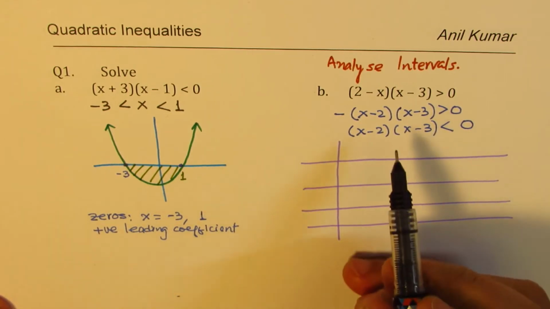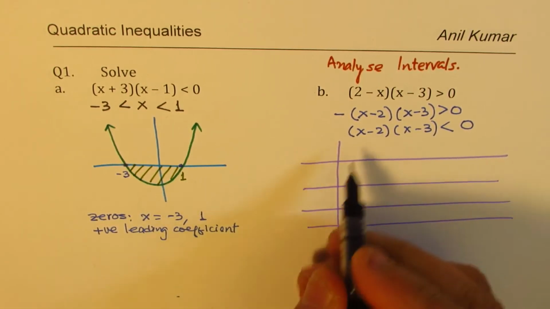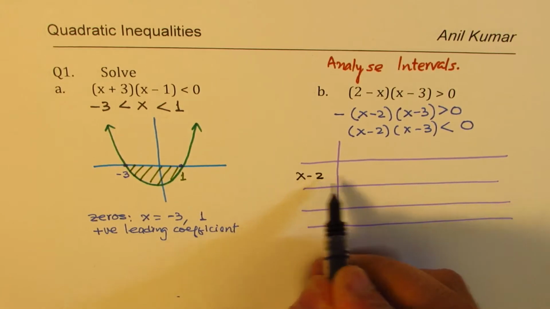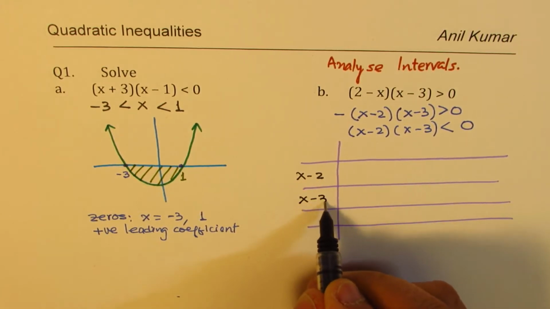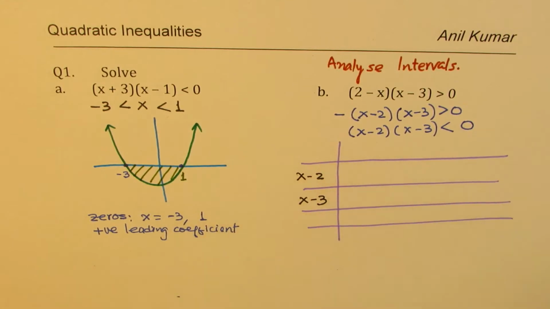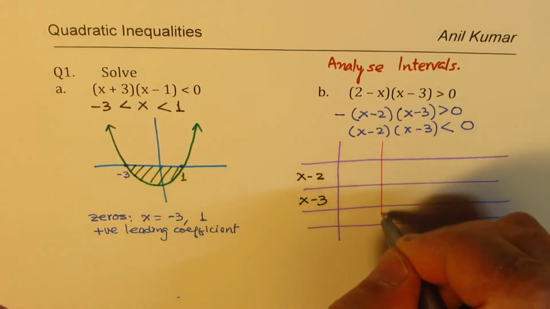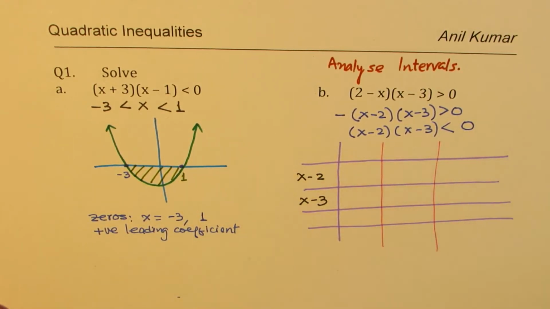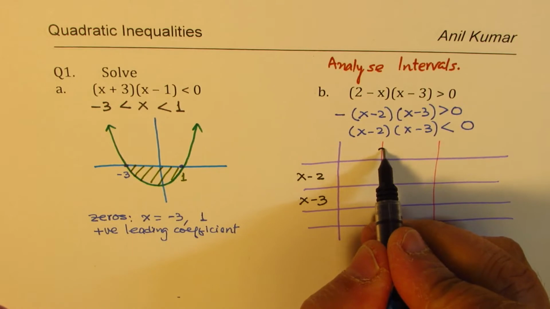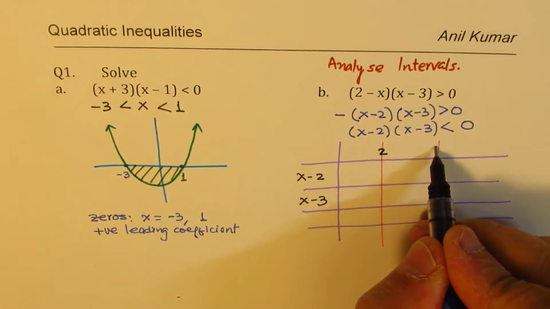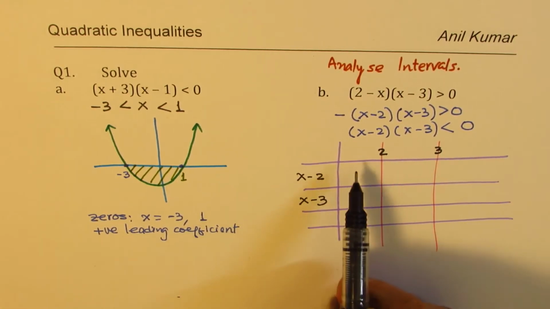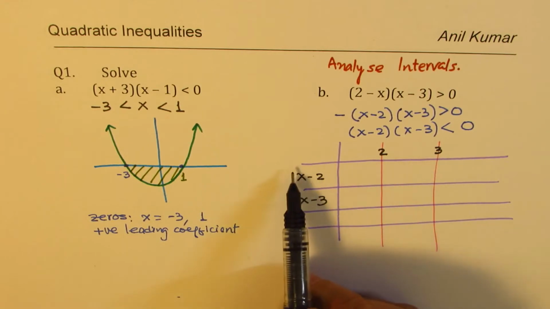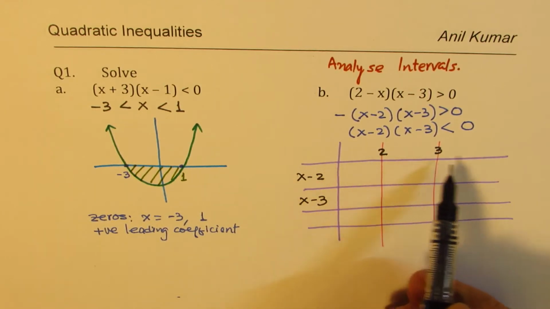So how do we work with that? We have now two factors. One is x - 2 and the other one is x - 3. Now these two factors will give you zeros, right? So the two zeros will be at x = 2 and at x = 3. We can write this here like x = 2 is a 0, x = 3 is also a 0. Now these two zeros divide the whole interval into three regions.